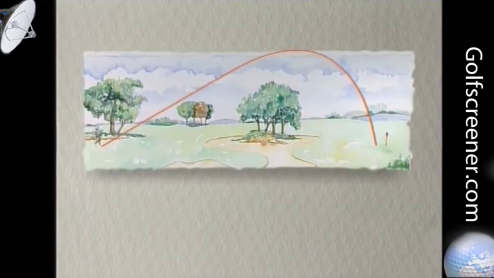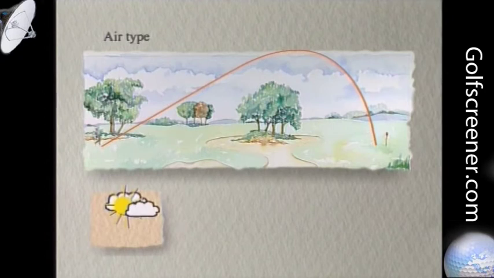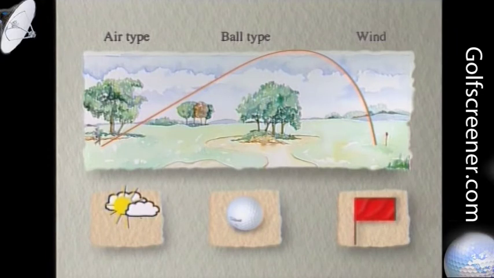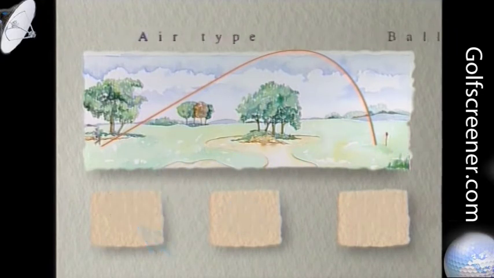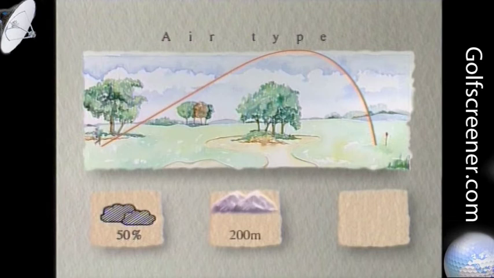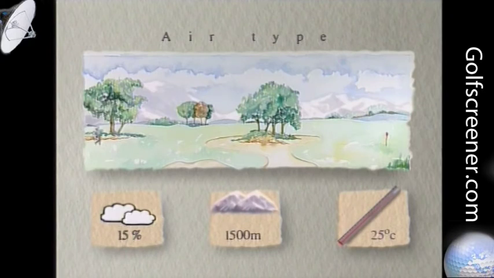Even for a perfectly straight shot, the aerodynamics are complex. Lift and drag will be affected by the kind of air the ball must travel through, the design of the ball, and the direction and speed of the wind. Humidity, altitude, and temperature all affect the quality of the air. High humidity, low altitude, and low temperature all increase the aerodynamic effect. The ball flies higher and falls shorter and steeper as the aerodynamic effect increases.